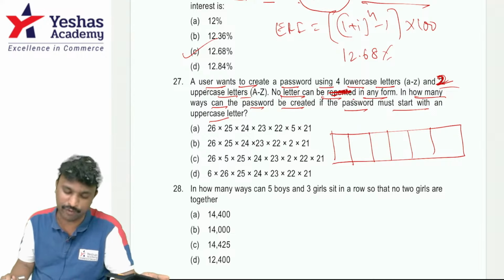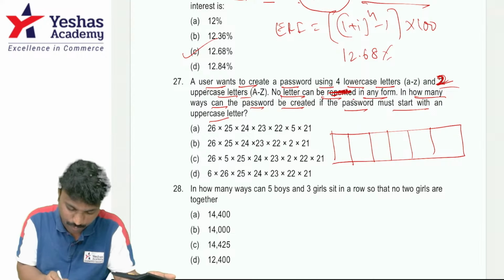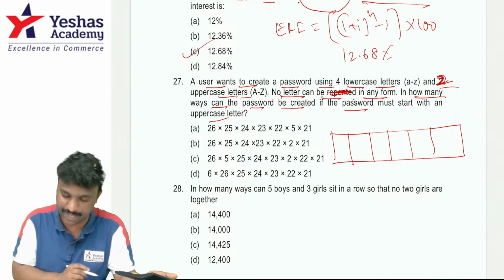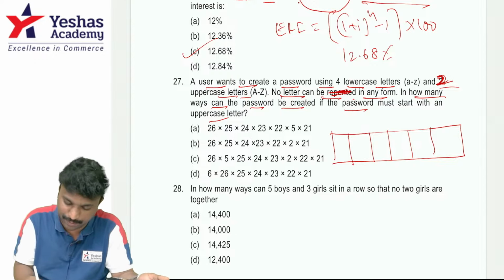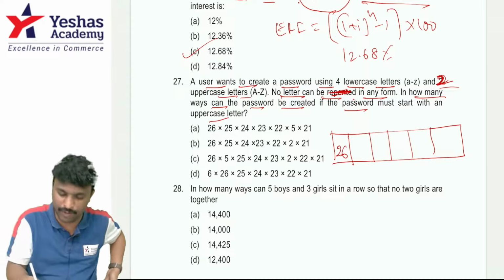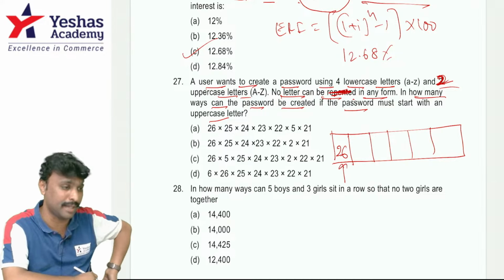Now first of all, tell me, as per the condition, what have they said? The password must begin with what? Uppercase letter only. Uppercase letter means how many options do I have? All 26 options are open for the first letter. Now how many letters are remaining?